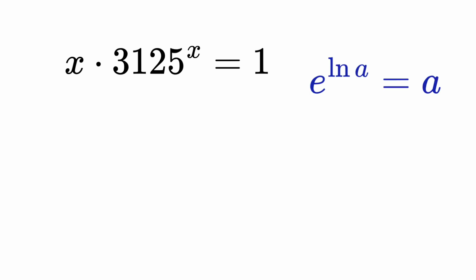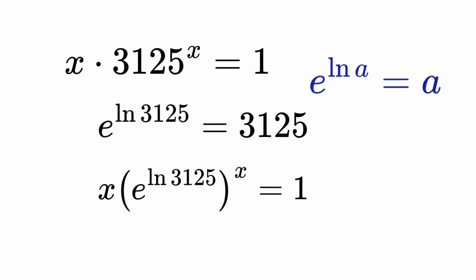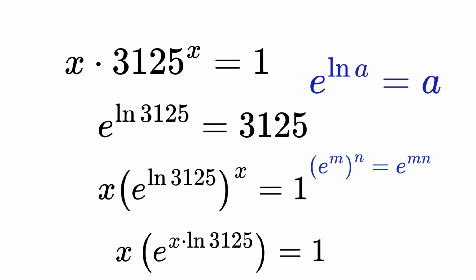We know that e^(ln a) = a. So we can write 3125 as e^(ln 3125). Write this in place of 3125, and we get x * (e^(ln 3125))^x = 1. This is in the form (e^m)^n, which we can write as e^(mn). By rewriting, we get x * e^(x ln 3125) = 1.